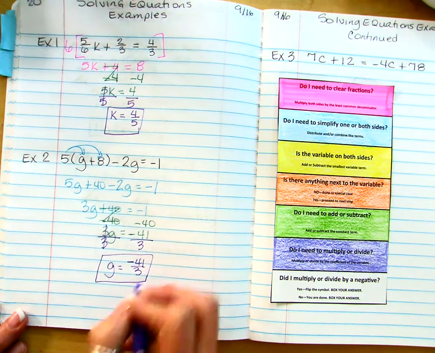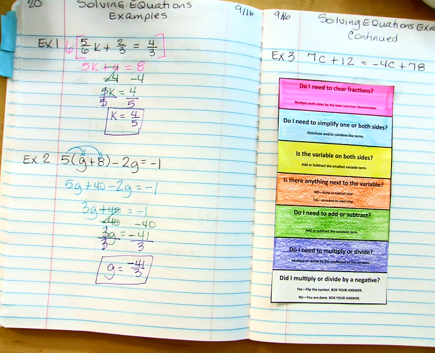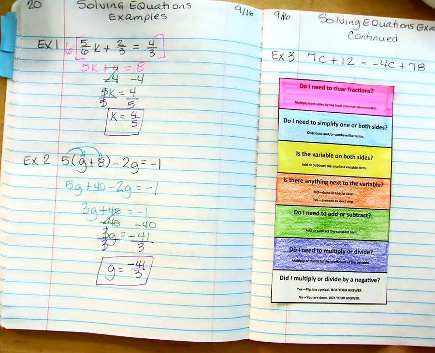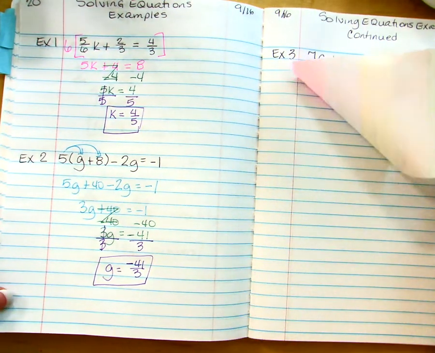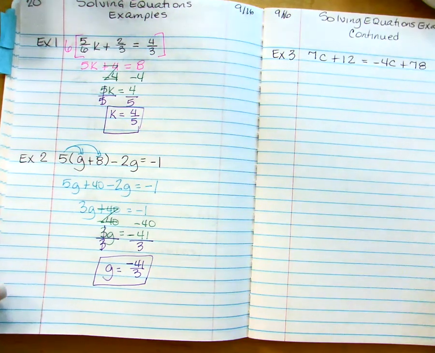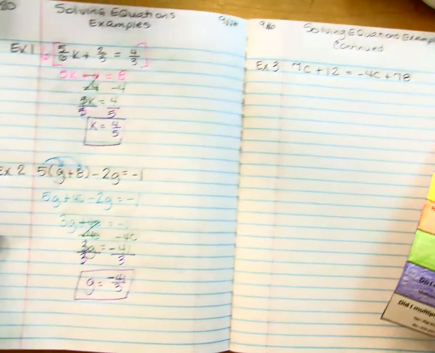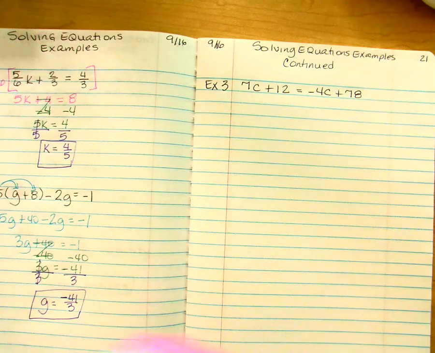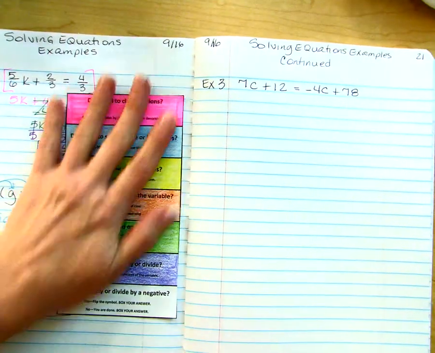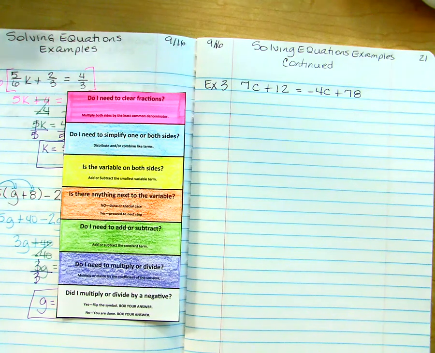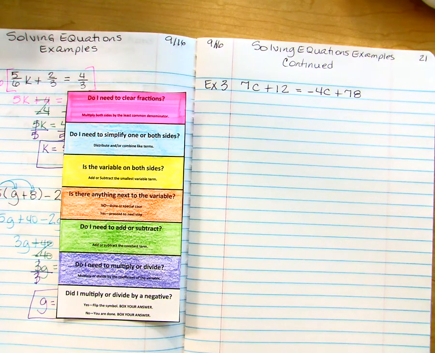In algebra, we leave the fractions as improper fractions the majority of the time. In context, in an application problem, you might need to turn it into a mixed number. So our last example, and we will be using our questions again, we have 7c plus 12 equals negative 4c plus 78. So do we need to clear fractions?